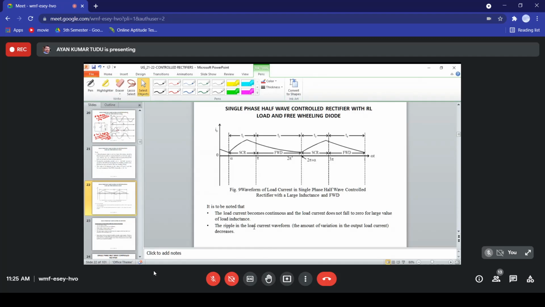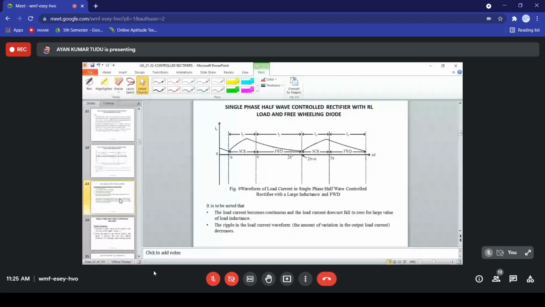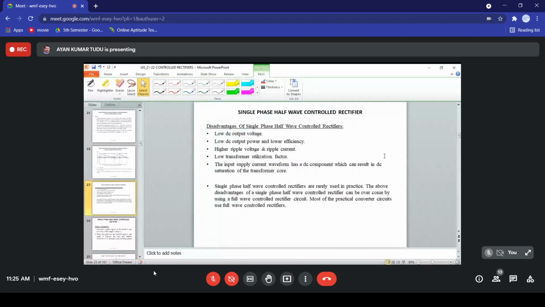But there are certain disadvantages of using this single phase half wave controlled rectifier. So let us see what the disadvantages are. It gives low output DC voltage, low output power and lower efficiency. There is a higher ripple voltage and ripple current.